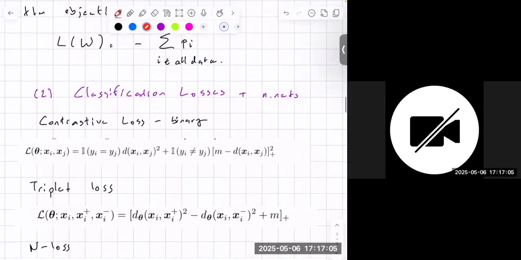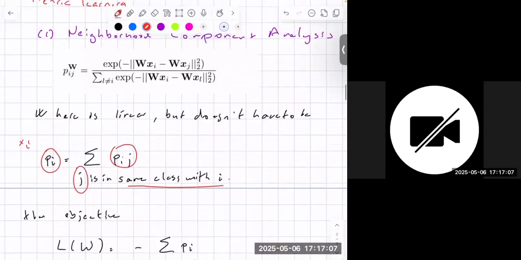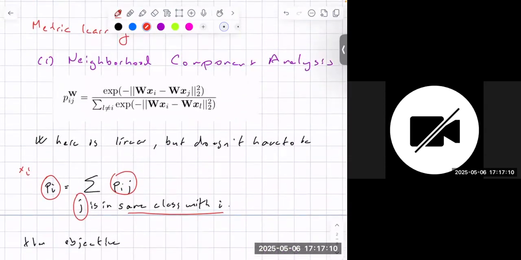Okay. Now, this is one way of doing this. There are variants of this. You don't have to do, for example, Gaussian. You can just do norm. Or you can do some other loss functions. They have different names, but it's all the same idea. Look.